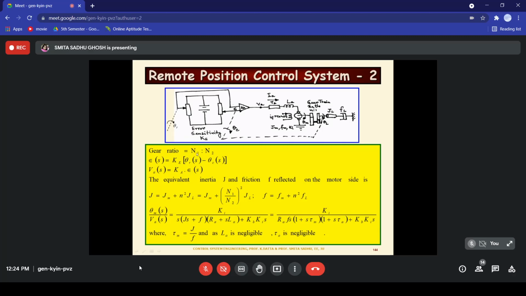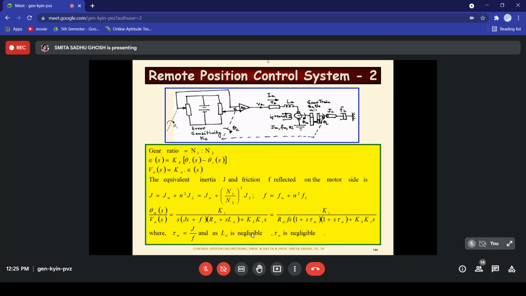Gear ratio is taken as N1 is to N2, that is mentioned over here first, right? So next we come to the amplifier unit, which is this one. As far as the amplifier is concerned, the output of the amplifier is VA, and the input of the amplifier is epsilon. So the equation of the amplifier unit is given by VAS is equal to the amplifier gain multiplied by the input of the amplifier, which is epsilon s. So this equation VAS is equal to KA into epsilon S describes the entire dynamics of this amplifier unit, right? That is taken care of.